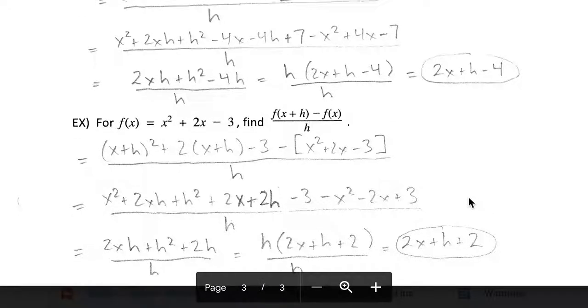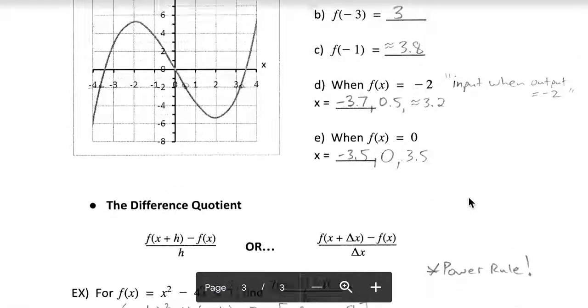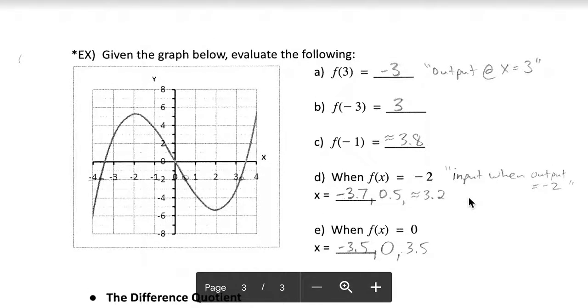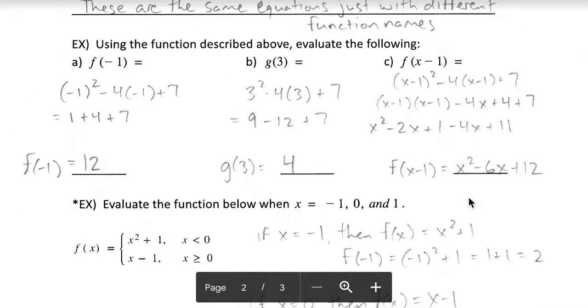All right, so there's a good video about some function notation. What is a function? How do we look or evaluate functions on a graph or algebraically?